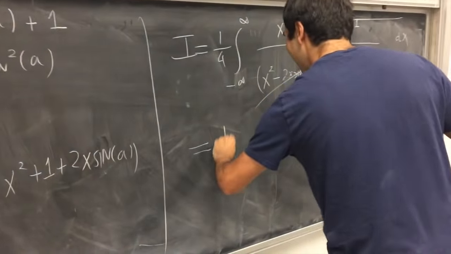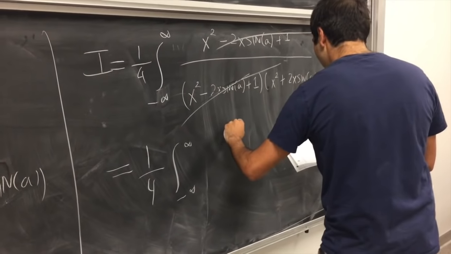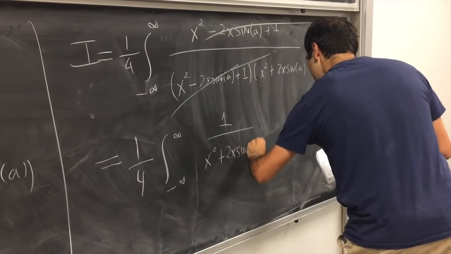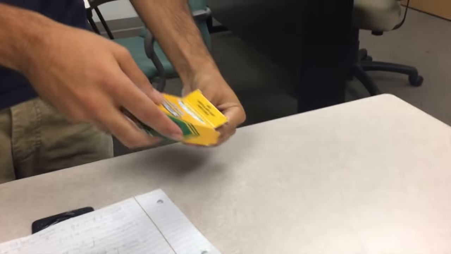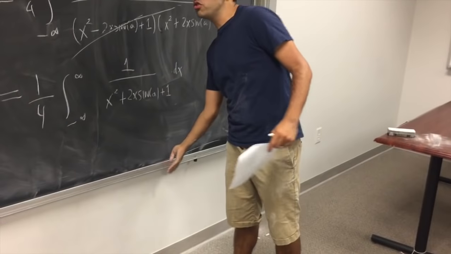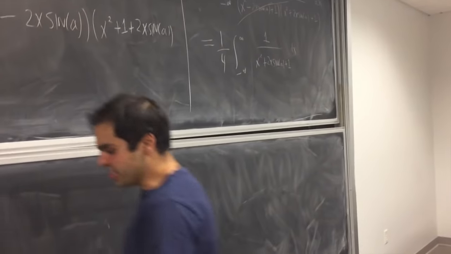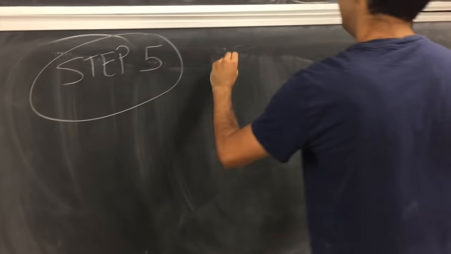And we have, this becomes the integral from minus infinity to infinity of 1 over x squared plus 2x sine of a plus 1 dx. Okay, next step. Here we have a square, and one nice thing is to just complete the square. Let's just complete the square.